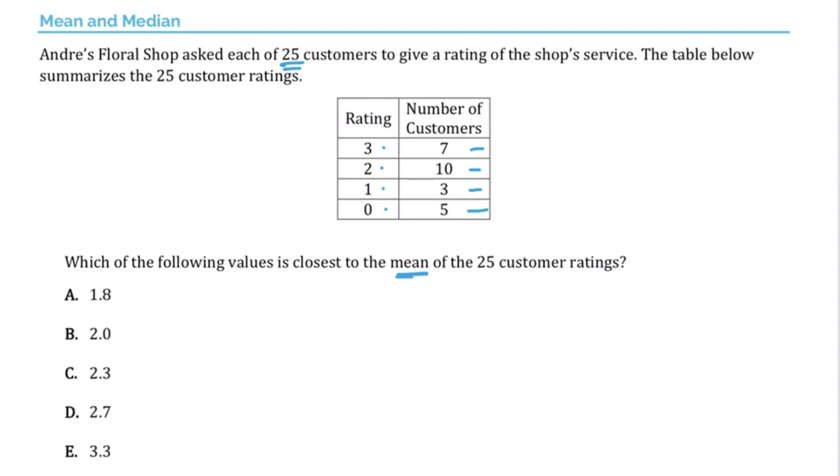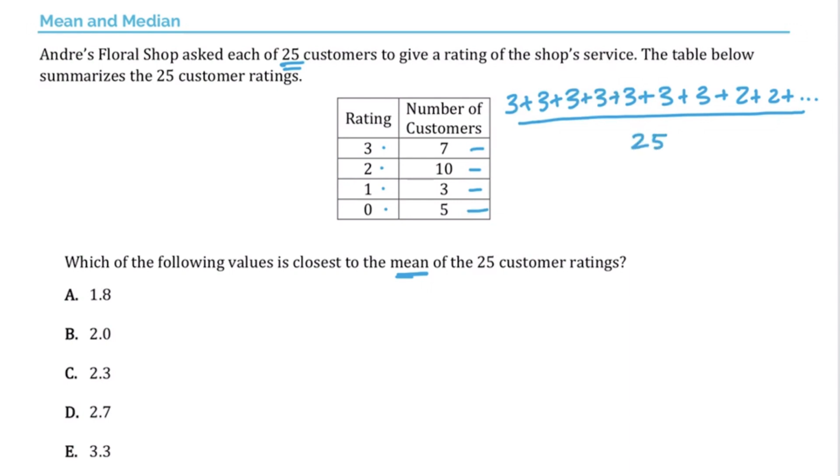Remember, we have 25 people who gave a rating, which means we're going to have to add 25 ratings together and then divide by the 25 people who gave those ratings. So if you think about it, we basically have to do something like 3 plus 3 plus 3, right? Basically 7 times. How many have I written so far? 6 plus 7 3s, and then we would have to add 10 2s, right? This turns into a lot of work, basically adding all those numbers up on top and then dividing by 25. But what I want to show you is a faster way to do that.